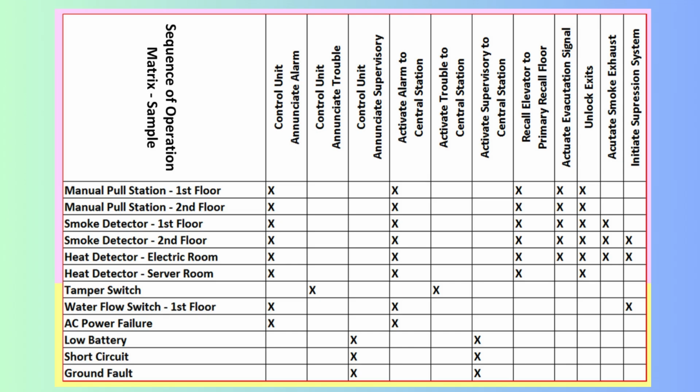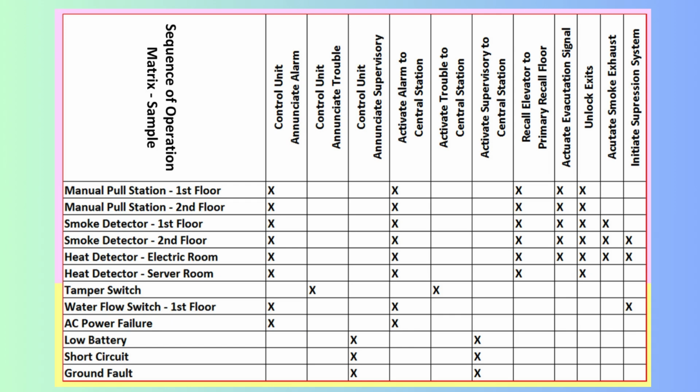Rows represent the input devices or conditions, such as smoke detectors, heat detectors, manual pull stations, or system faults. Columns represent the system's responses or actions, such as sounding alarms, activating strobes, notifying emergency services, shutting down HVAC systems, releasing magnetic door locks, or initiating fire suppression systems. Each intersection (cell) in the matrix indicates the specific actions triggered by a given input.